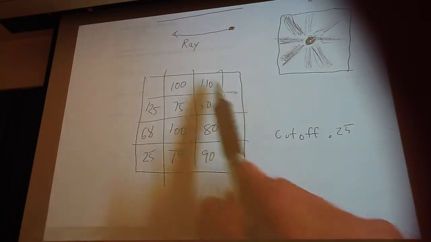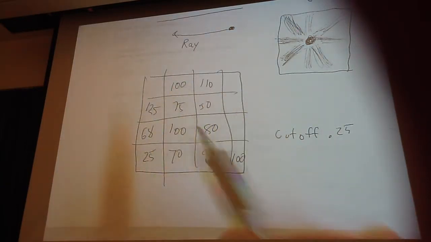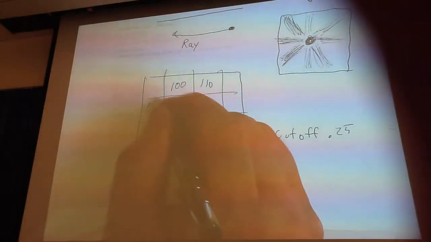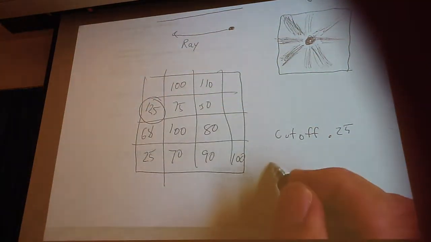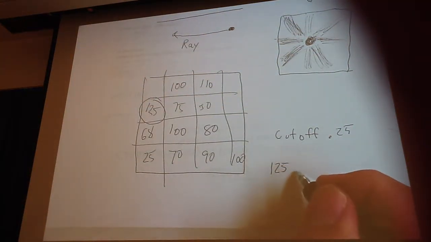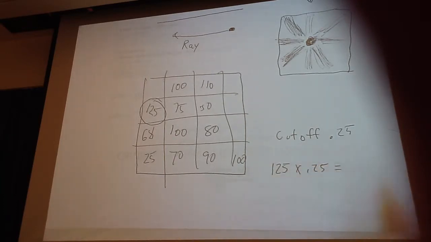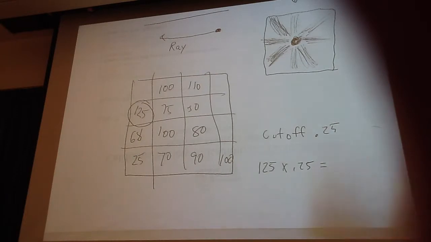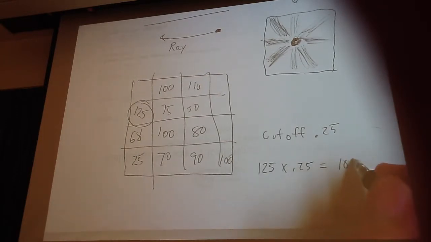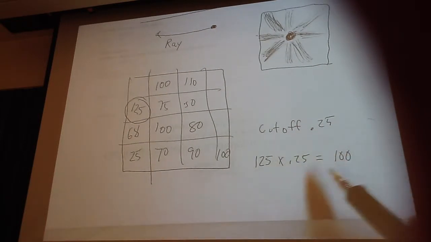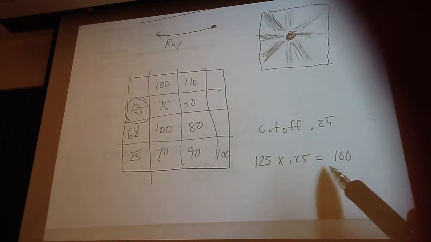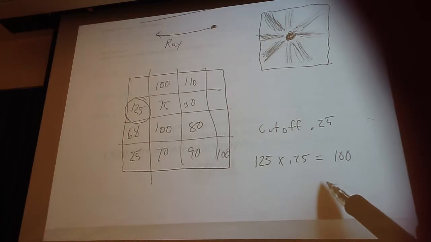The computer looks at your matrix, finds the pixel that has the highest number of counts, so it's going to take 125 and multiply it by 0.25. How much is that? Roughly 100, isn't it? So basically, we're going to be subtracting any pixel that has 100 counts or less, it's going to be removed from our grid.